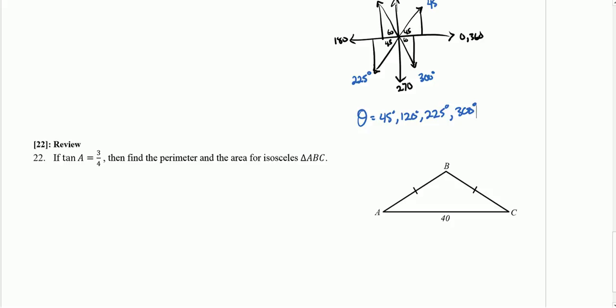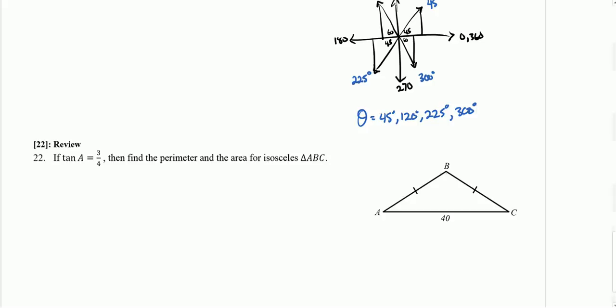Number 22. I'll at least give you a hint, get you started on this one. It says if tangent A is 3/4, then find the perimeter and the area for the isosceles triangle ABC.